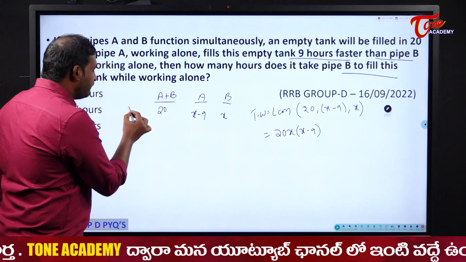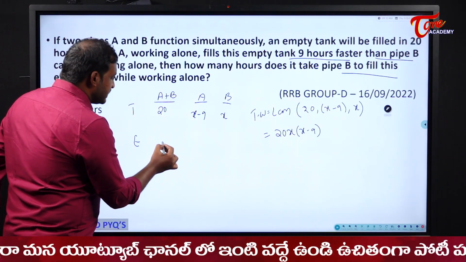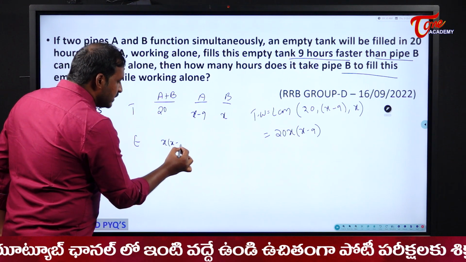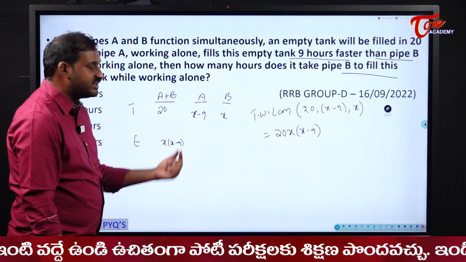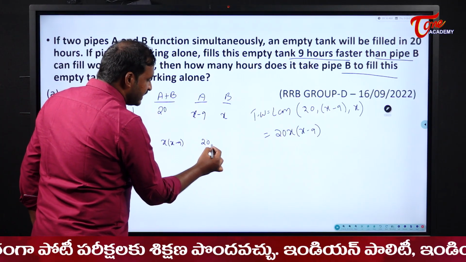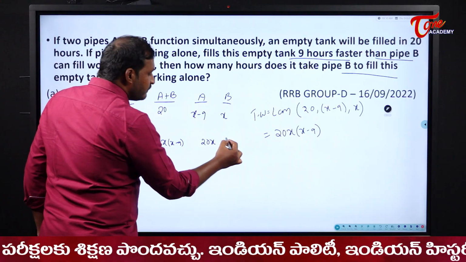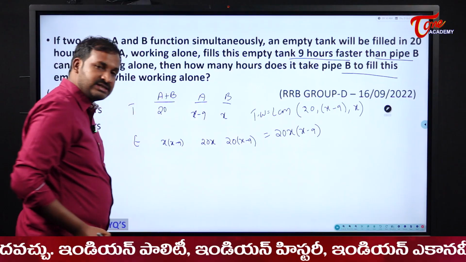Now tell me what are their efficiencies, students? What is the efficiency of A and B together? x into x minus 9. Why? Because 20 will get cancelled and I will be left with x into x minus 9. What is the efficiency of A? x minus 9 will get cancelled. I will be left with 20x. What is the efficiency of B? 20 into x minus 9. Why? Because x and x will get cancelled for us here.